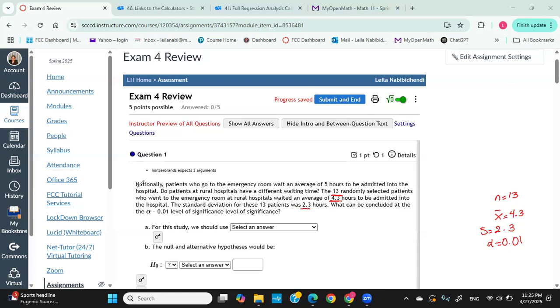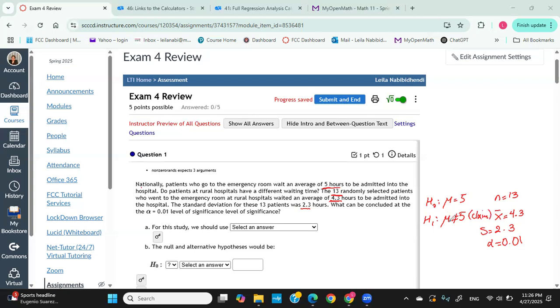So when I read these sentences again, it says patients who go to the emergency room wait an average of 5 hours. So the average for the null and alternative hypothesis is 5. But the claim says that rural patients have a different waiting time. Different waiting time means the average is not equal to 5. So we always put the equal sign in the null hypothesis, so the null hypothesis must be equal to 5. And the alternative right now is your claim.